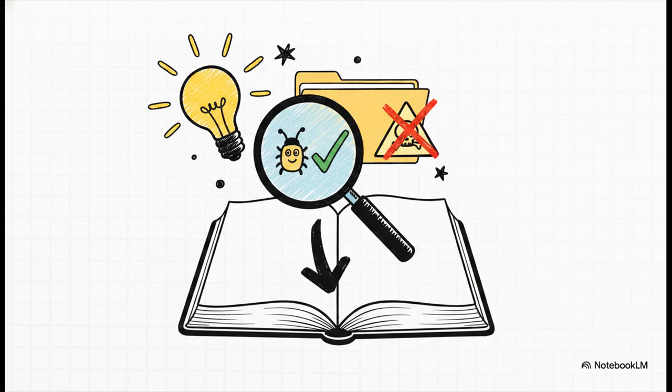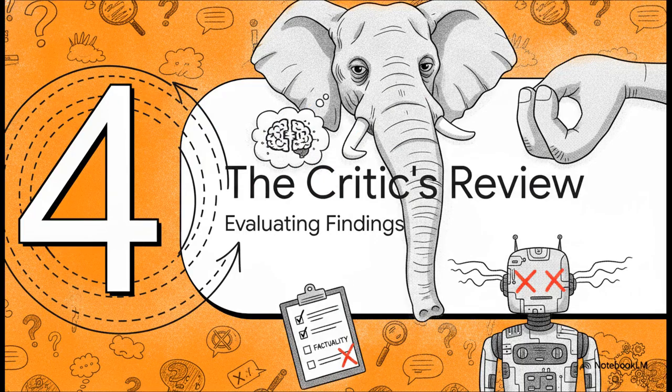By writing this specific realization down in the journal, the director cements this breakthrough into the team's working memory, doing it concisely and clearly. But hang on, how do we know the director is getting good information in the first place? That brings us to Section 4. The Critic's Review, which is all about evaluating findings to address the massive elephant in the AI room, hallucinations.